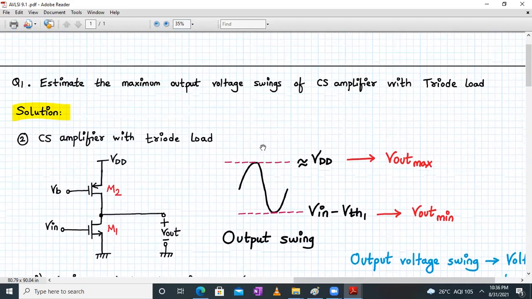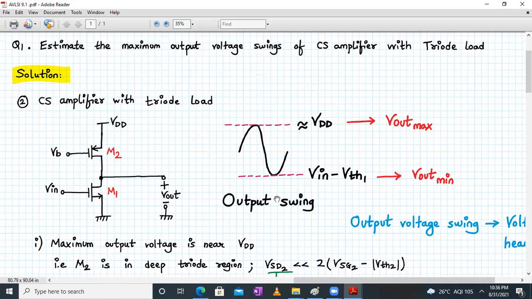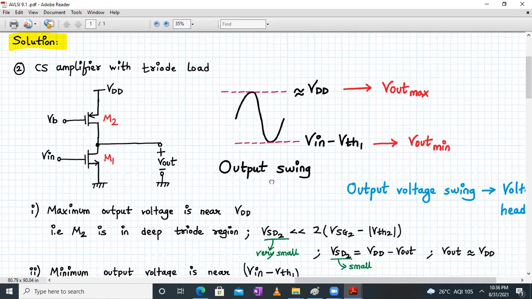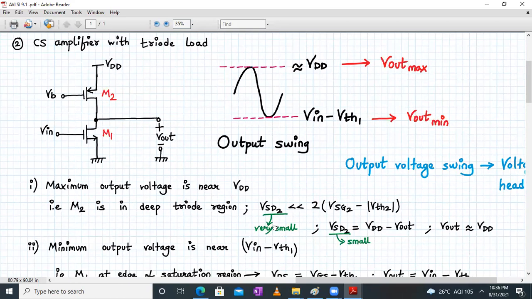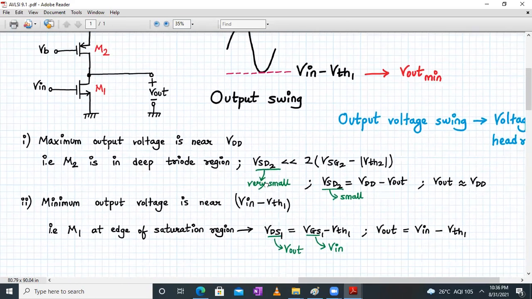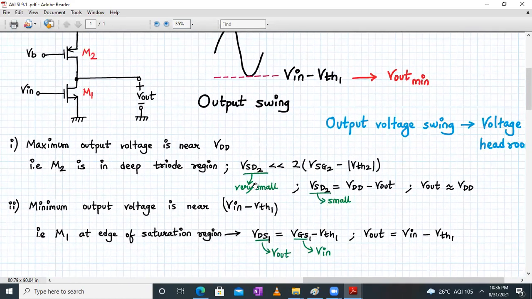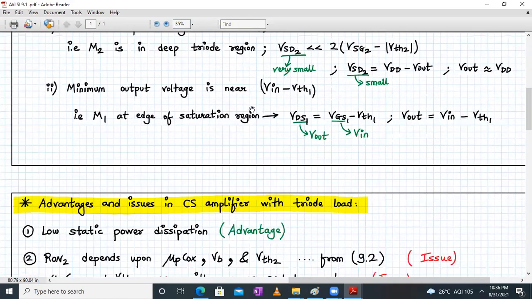So we have estimated the maximum output voltage swing for a common source amplifier with triode load. So we have determined V out max and V out minimum. So kindly have a look at it. If you have any doubt, you can post your queries in the comment section. Okay, so let's move on now.